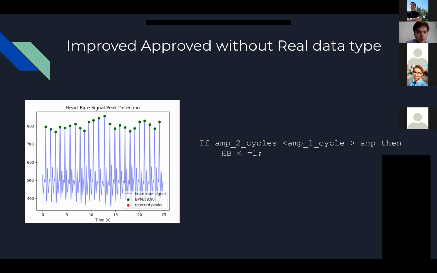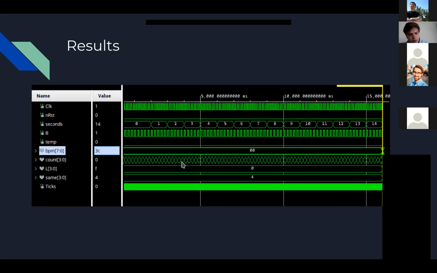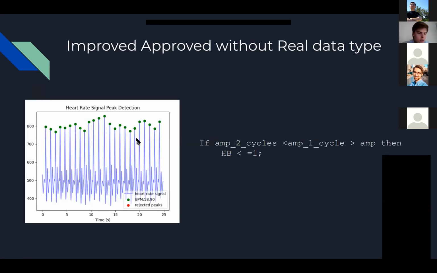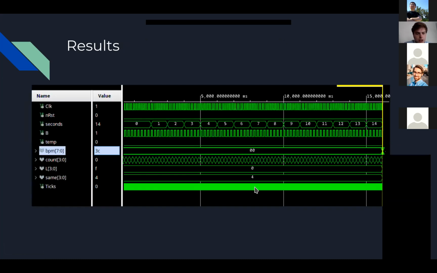Okay, 10 minutes. And then this is the final result. This is just proof that it worked. You can see that my beats per minute ended up being 60, which is a little bit off from the 58.9. I attribute that to this one going through 25 seconds while mine only goes to 15. So I associate the error with that difference. But yeah, that's my general result. For time's sake, I won't talk about my attempt at the IIR filter. But yeah, that's my project.